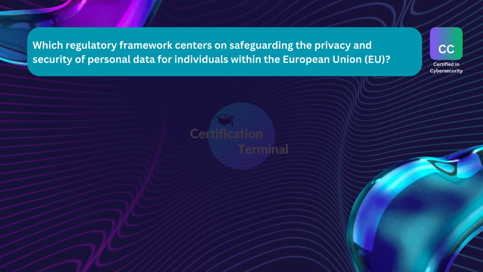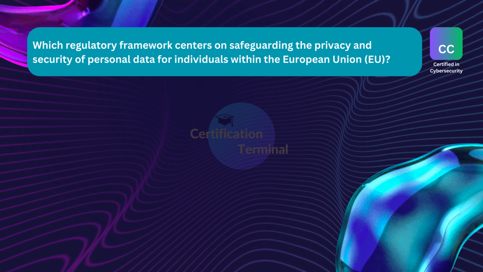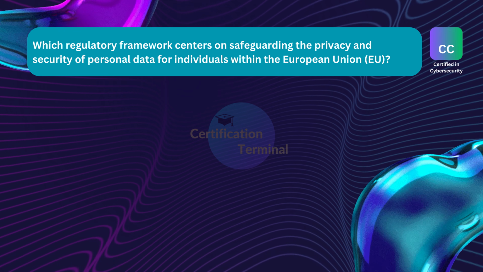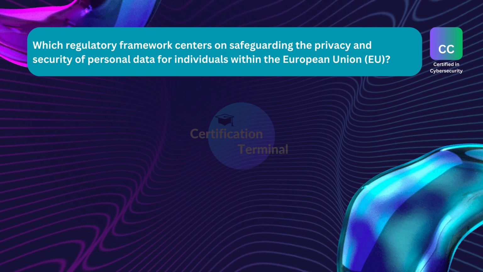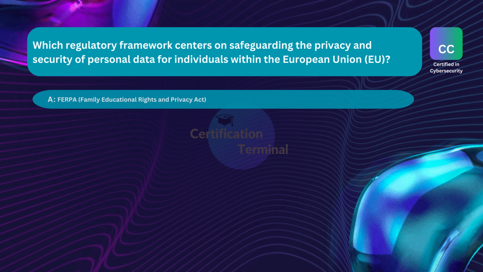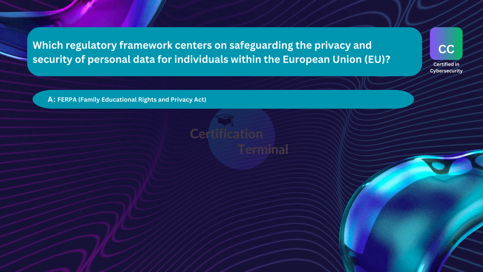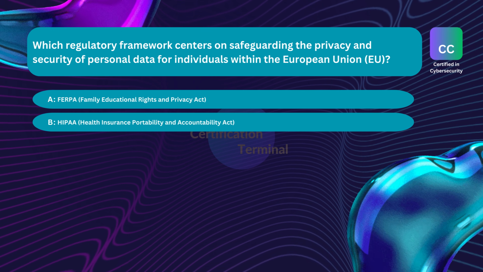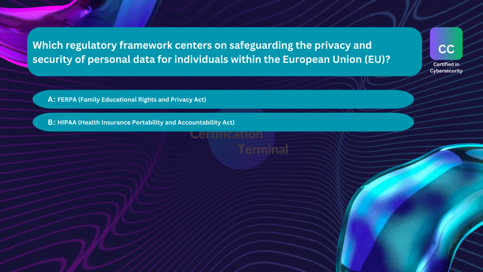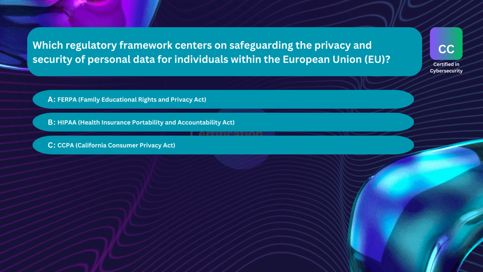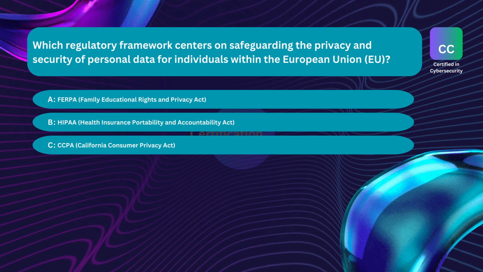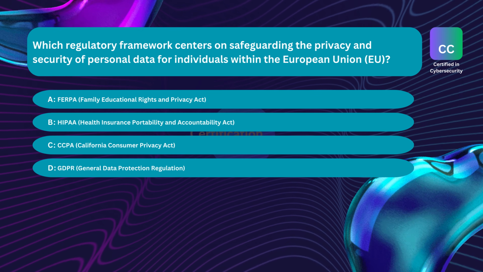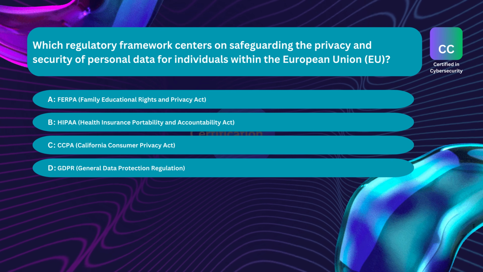Question number 21. Which regulatory framework centers on safeguarding the privacy and security of personal data for individuals within the European Union? Option A, FERPA, Family Educational Rights and Privacy Act. Option B, HIPAA, Health Insurance Portability and Accountability Act. Option C, CCPA, California Consumer Privacy Act. Option D, GDPR, General Data Protection Regulation.